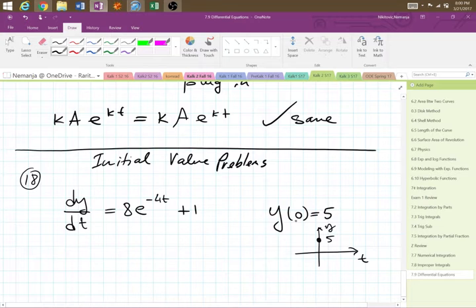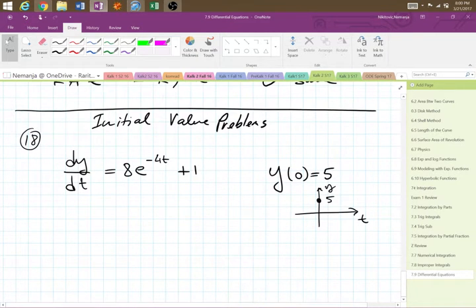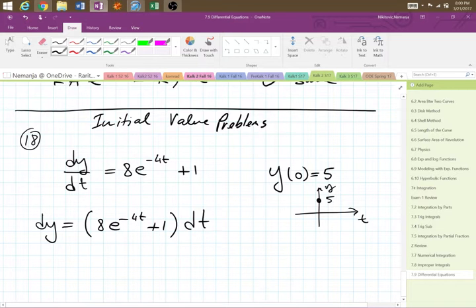So at time 0, y was 5, whether that was a distance or temperature or amount of fat, whatever. Now, I need to solve this, and clearly I will do separation of variables, put dt to the other side. I have dy is equal to, open parenthesis, 8e to the minus 4t plus 4 minus 4t, this one, dt, and then hit it with the integral. Boom.